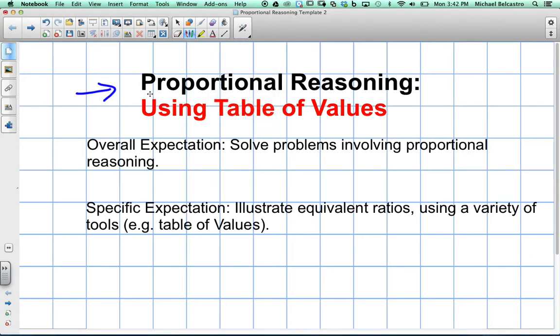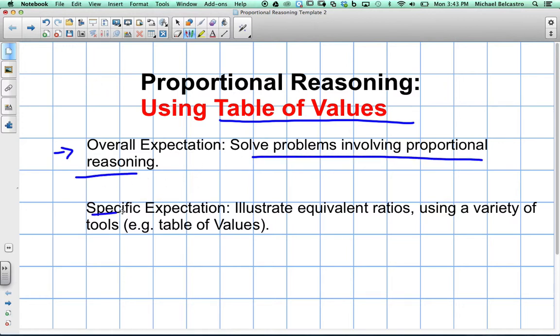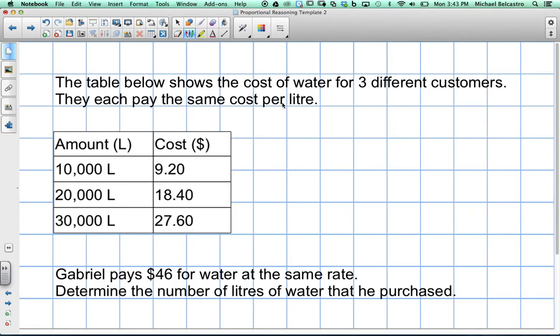We're going to be solving questions today using proportional reasoning, and the method that we'll use is looking at a table of values. The overall expectation is solving problems involving proportional reasoning, and our specific expectation is to illustrate equivalent ratios using a variety of tools. And in our example is a table of values.